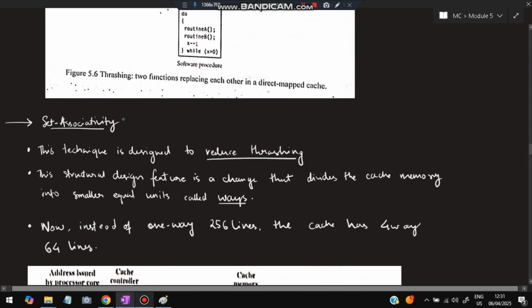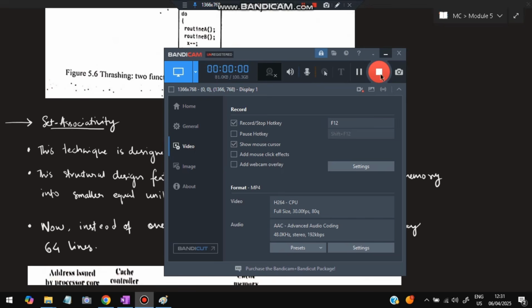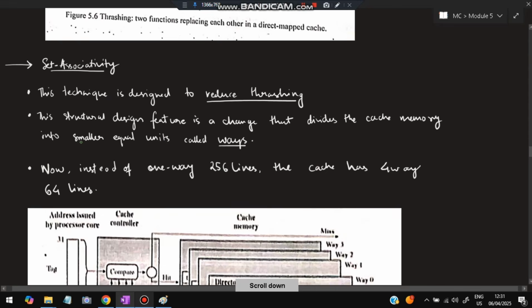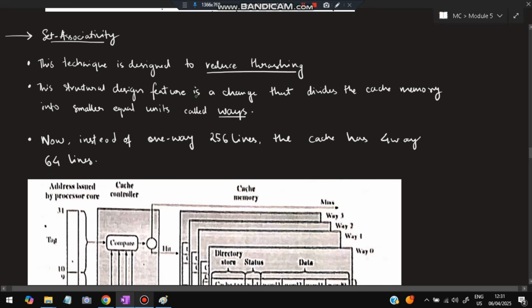To reduce the thrashing, we'll use set associativity. This technique is designed to reduce thrashing. So what magic does it do? Let's discuss that. In set associativity, the structure is changed. In the direct map, the structure is just a main memory and a cache. But here, this structural design change divides the cache memory into smaller equal units called ways. Ways is a new concept introduced here.